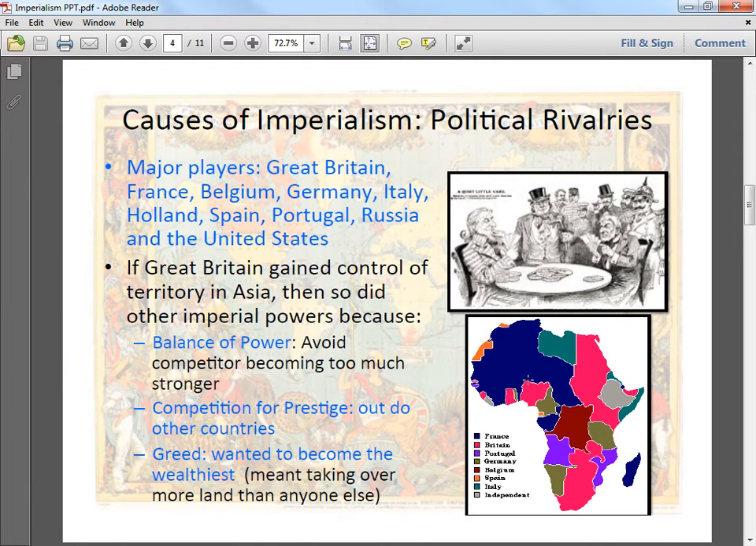This map over here on the bottom right is excellent because it shows us exactly which territories were owned by European countries in Africa. As you can see, there's really only two independent parts. This is Ethiopia right here. And then over here on the very far left, this little tiny country. But the rest of it has been conquered, largely by France and Great Britain.